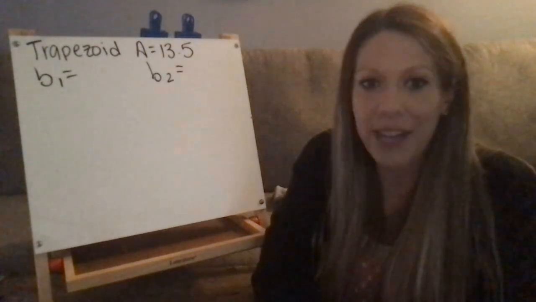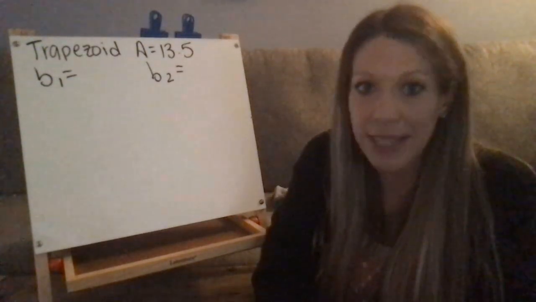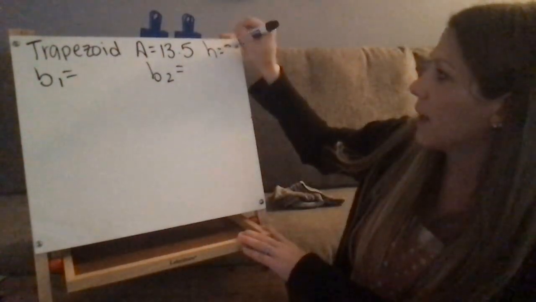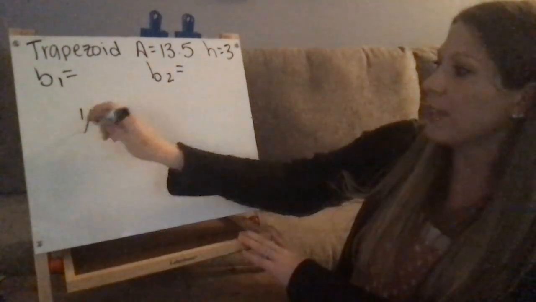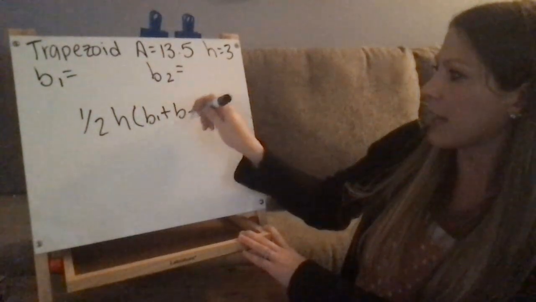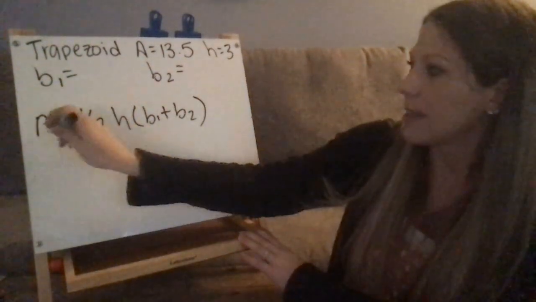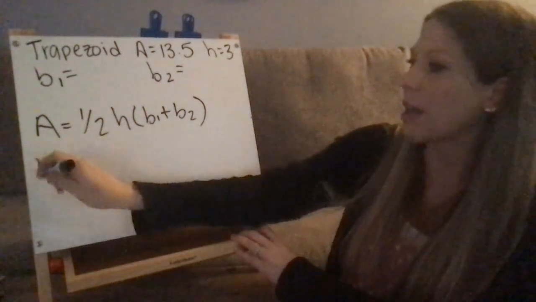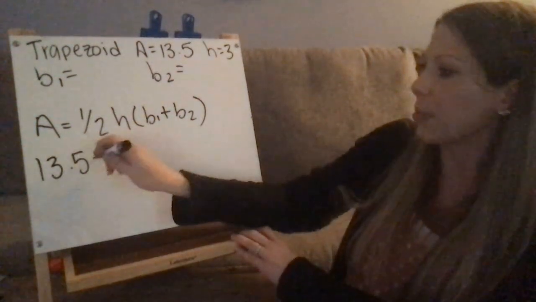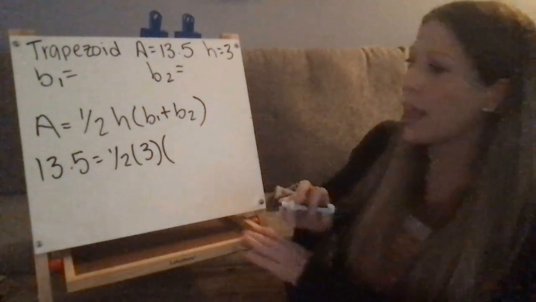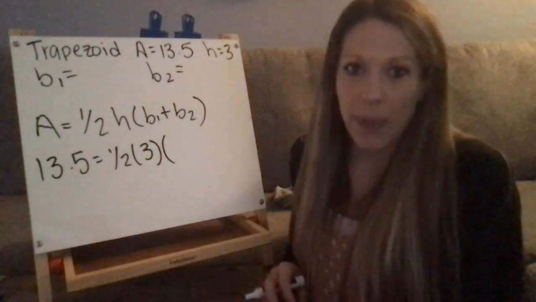Another example where we're finding a missing dimension. It tells us the area of a trapezoid, but we're missing what the bases are. It must tell us the height too. Yeah, the height is 3. I missed that information. So when we are looking for missing information, start by writing down what formula you're going to use. In this case, we're using the area formula of a trapezoid, and then plug in what we know. We know the area is 13.5. The height is 3. We don't know base 1 or base 2.